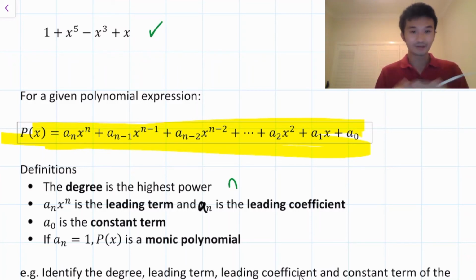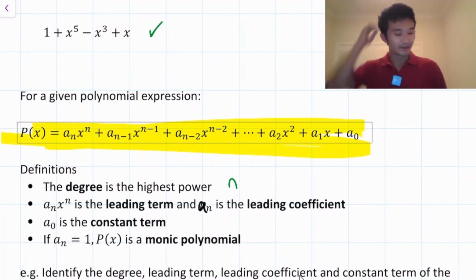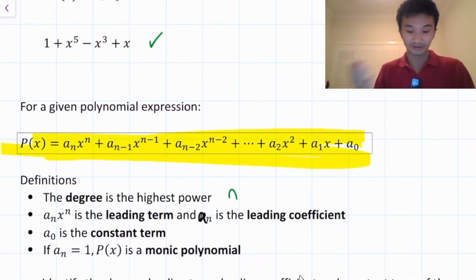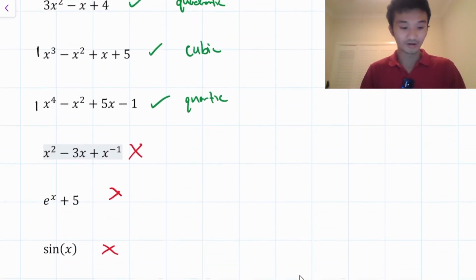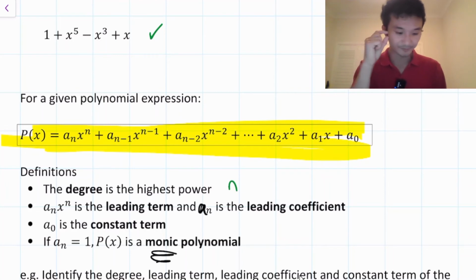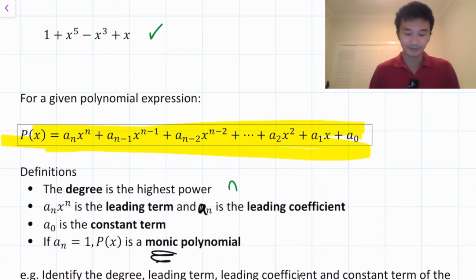The number at the end, we call that the constant term. And in these cases here, when the leading coefficient is 1, we call this a monic polynomial. So monic is just 1, right? If the leading coefficient is just 1, we call that a monic polynomial. Those are just a few definitions that you've got.